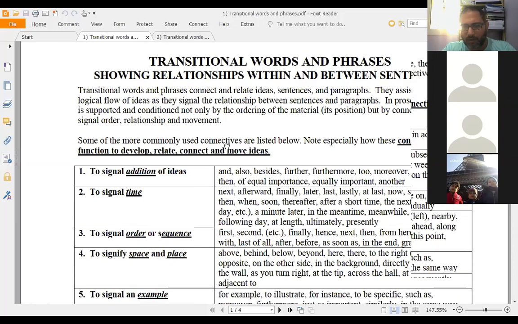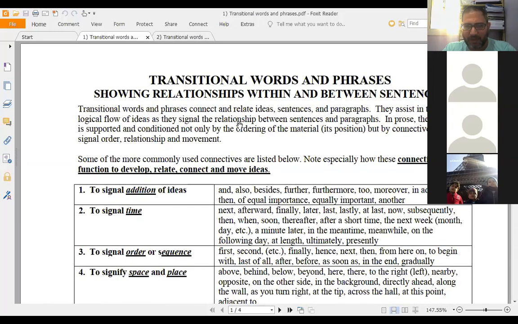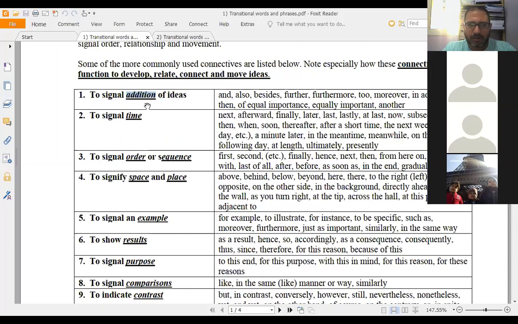This worksheet has all or most of the transitional words, and as I told you, it will be sent on WhatsApp. It's giving you here the title of the transitional word, for example adding information, and what the words for this are. If I want to add information, I can use and, besides, furthermore, too, or another. If I want to signal time, I can say next, finally, later, last, later on, at length, presently. If we are talking about order and sequence, we have first, second, finally, hence, before, after.